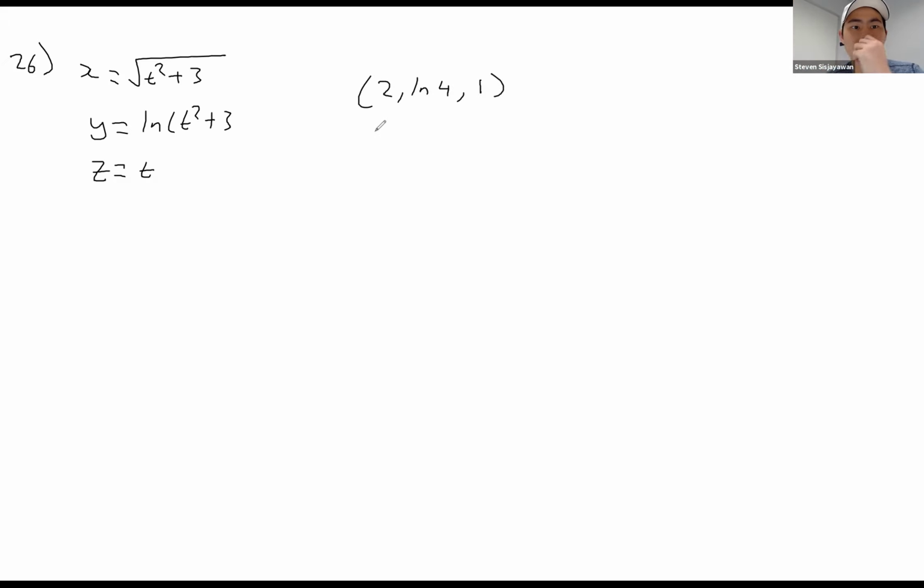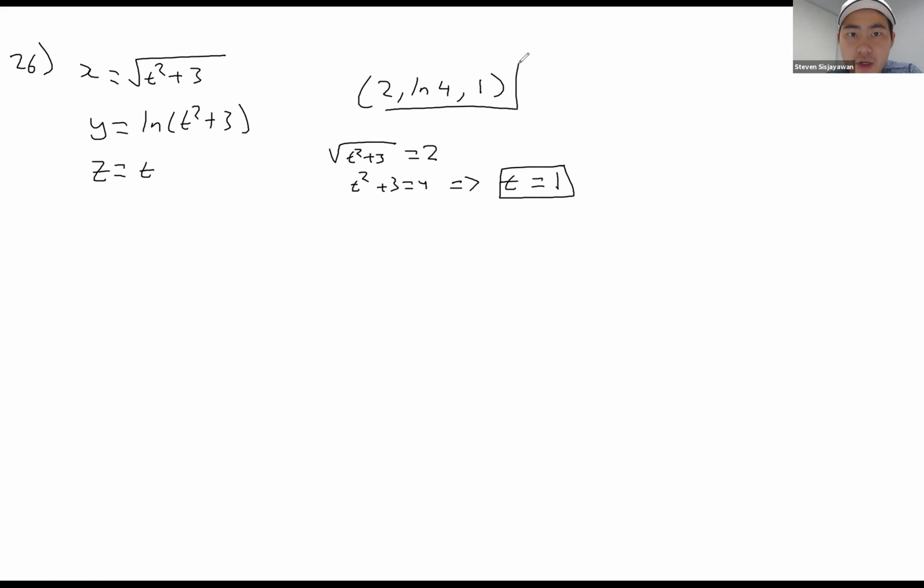So I'll start by actually finding my value for t. Based off these equations right here, we can say that the square root of t squared plus 3 is equal to 2. And so t squared plus 3 is equal to 4, and hence t is equal to 1. And it works out for y and works out for z. All right, so we have the value for t. We have our point right here, 2, comma, ln 4, and 1.